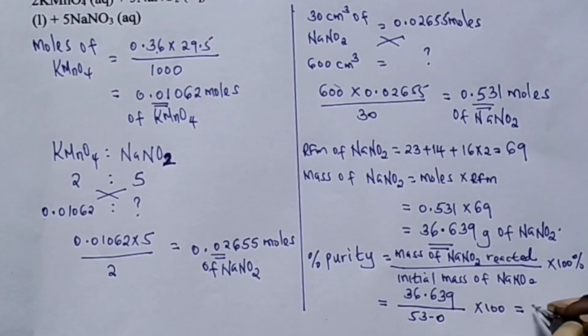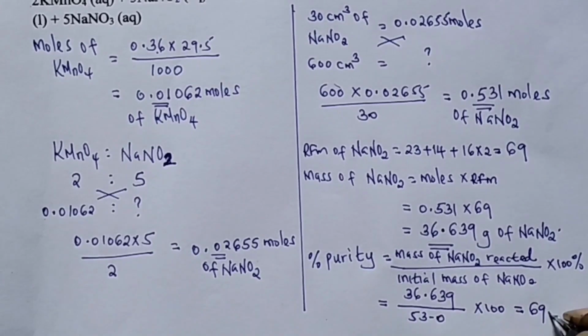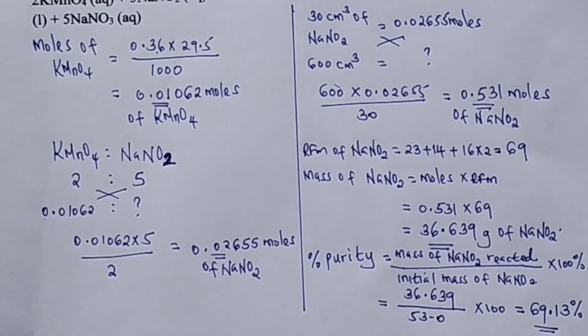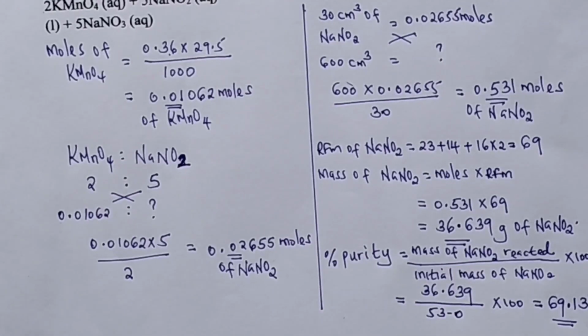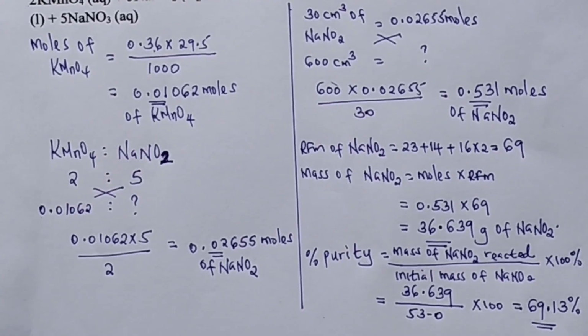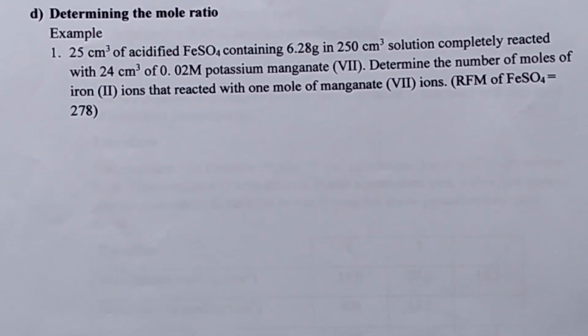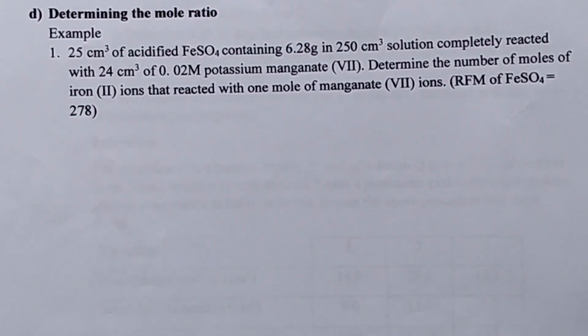Here we are going to get 69.13%. So this will be the percentage purity of sodium nitrite. That's how we're going to do question 1 of our lesson today. So next, let's proceed to the fourth aim of redox titration, that's determining the mole ratio.